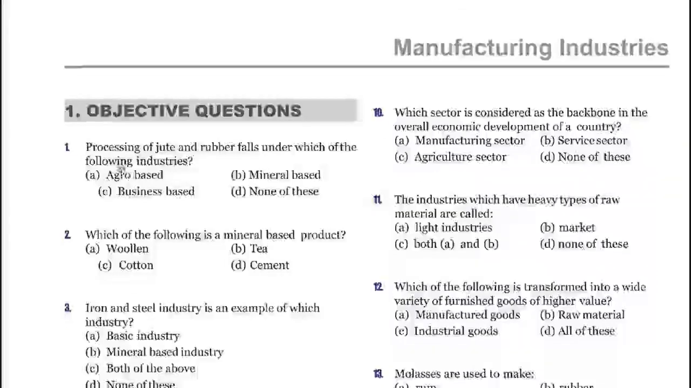And question 1 is, processing of jute and rubber falls under which of the following industries? Agro based, mineral based, business based, and none of these. Just think about the answer. If you don't know, then just pause the video and think, and I am telling the answer. Its answer is option A, agro based.